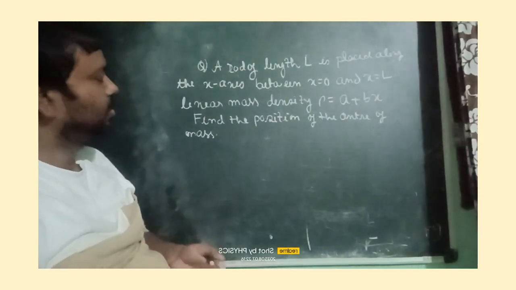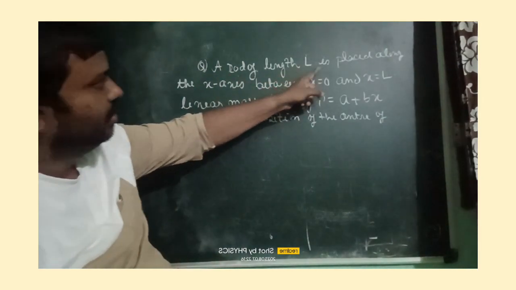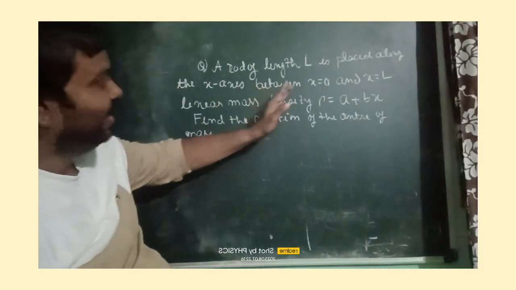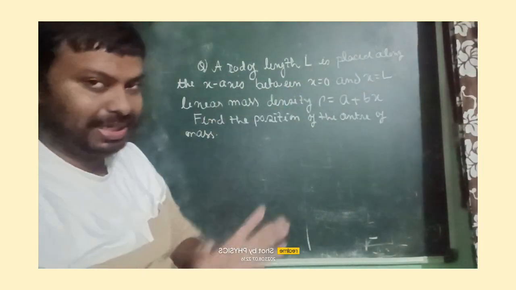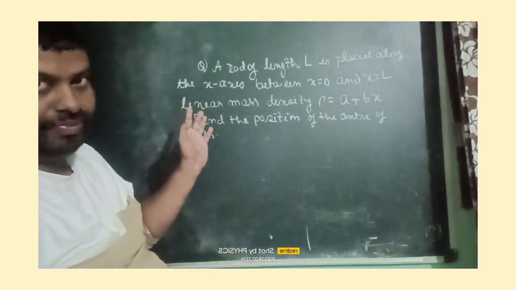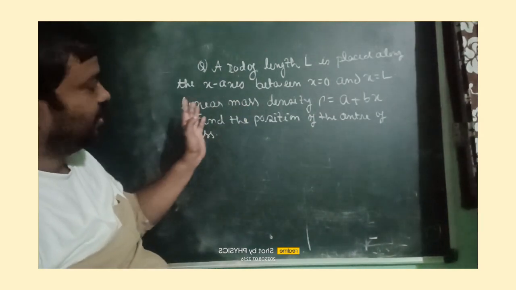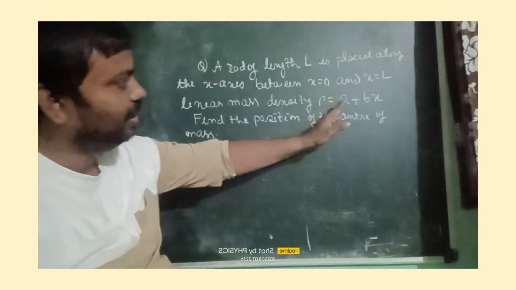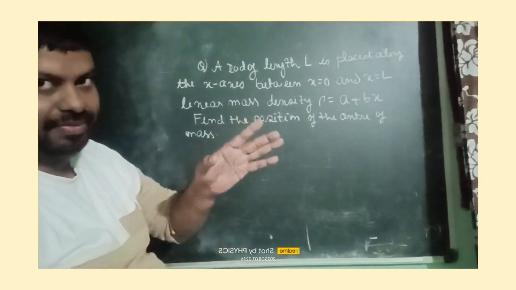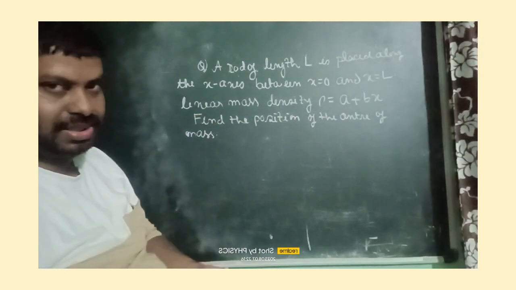The numerical is: a rod of length capital L is placed along the x-axis between x equals 0 and x equals L. The numerical resembles the former one, and here is the difference: the linear mass density rho equals A plus Bx, where A and B are constants and x is the variable. Now find the position of the center of mass.